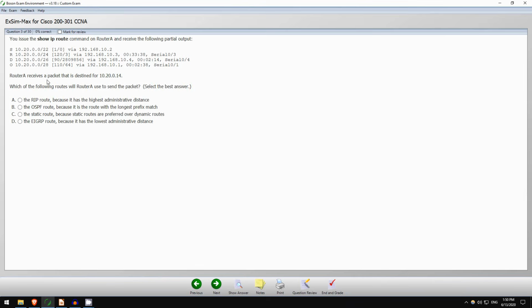So router A receives a packet that is destined for 10.20.0.14. Which of the following routes will router A use to send the packet? Select the best answer. So A, the RIP route, because it has the highest administrative distance. B, the OSPF route, because it is the route with the longest prefix match. C, the static route, because static routes are preferred over dynamic routes. Or D, the EIGRP route, because it has the lowest administrative distance. Okay, pause the video here to think about your answer.